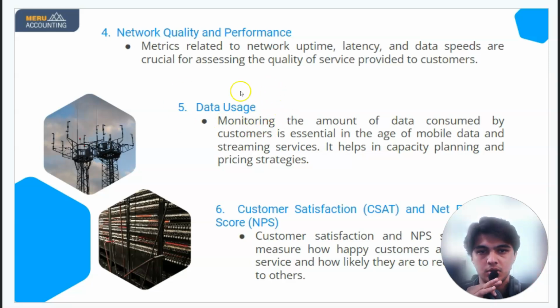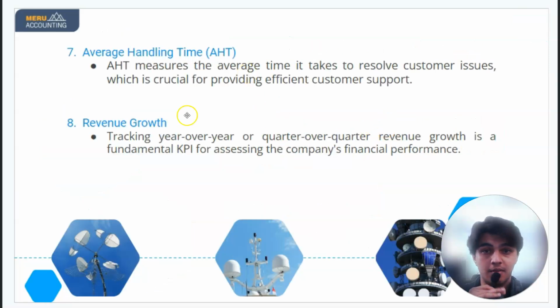Next is the data usage indicator. This indicator will monitor the amount of data that is consumed by the customers. This is very essential when it comes to your pricing strategies. Next is customer satisfaction and net promoter score. This indicator will measure the number of customers that have been satisfied by your services, and how many happy customers you are having.